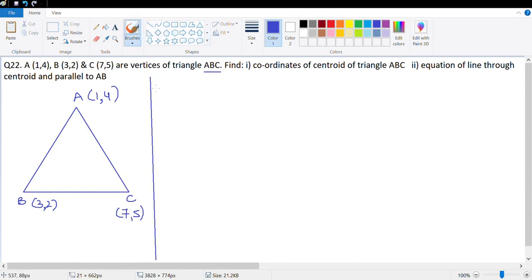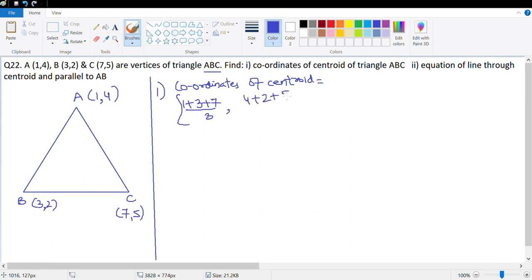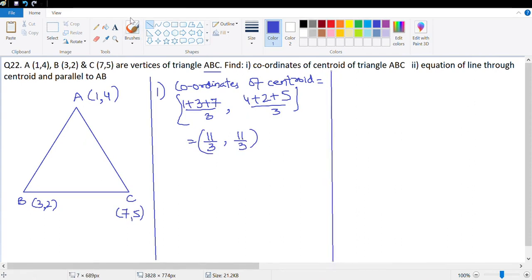Okay, so point number 1, the coordinates of the centroid can be calculated using the formula: x1 plus x2 plus x3 upon 3 and y1 plus y2 plus y3 upon 3. In this case, 1 plus 3 plus 7 upon 3, and the y coordinate would be 4 plus 2 plus 5 upon 3. So that would be 11 upon 3, and 11 upon 3. So the coordinates of the centroid are (11/3, 11/3). First part of the question done.